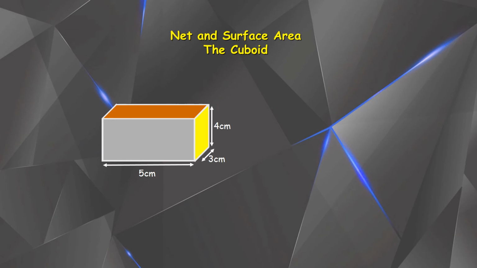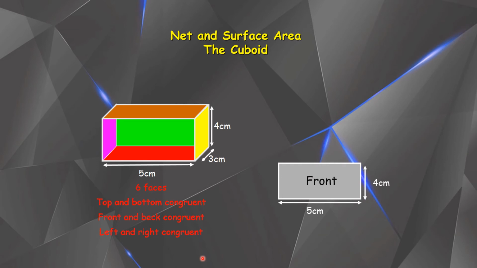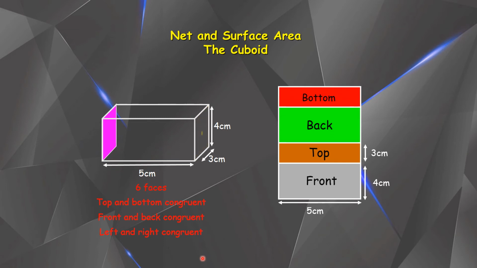Well, now let's find the surface area of a cuboid. There are 6 faces. Top and bottom are congruent. Front and back are congruent. And left and right are congruent. Let's check it. It will look like this. We are converting, or finding, its net shape. It will be like this. So the right side and left side will look like this. So finally you will get an idea about the net of the cuboid.